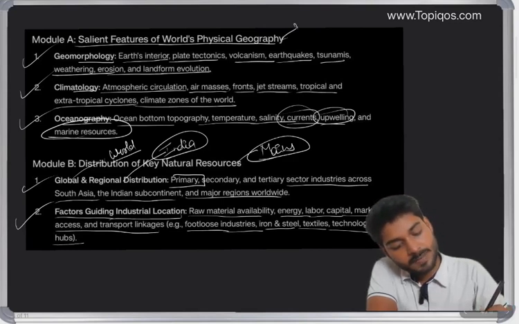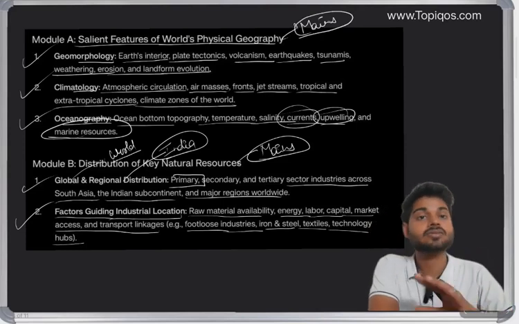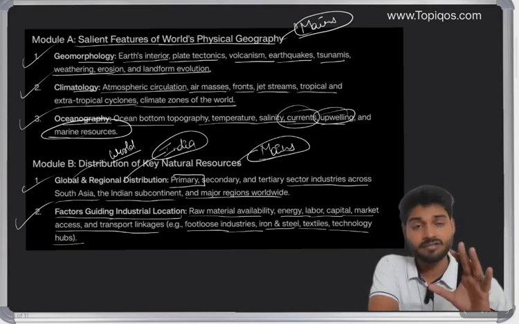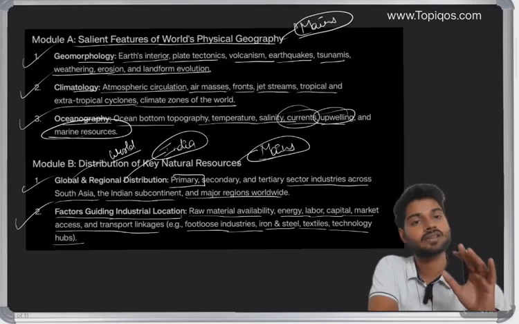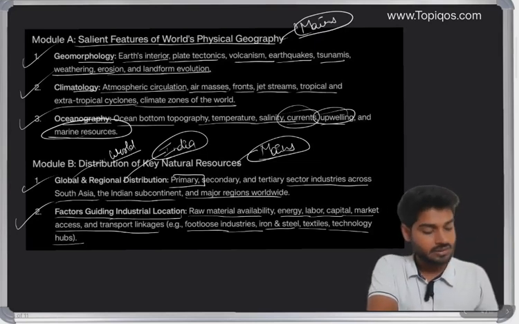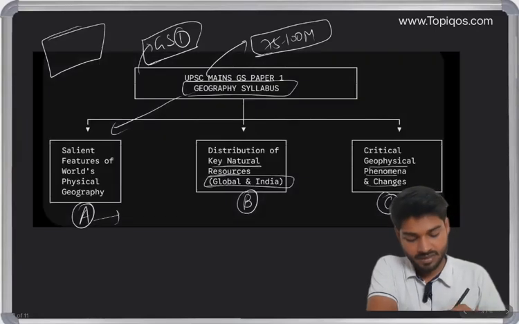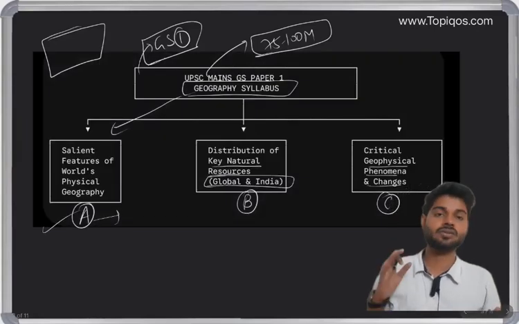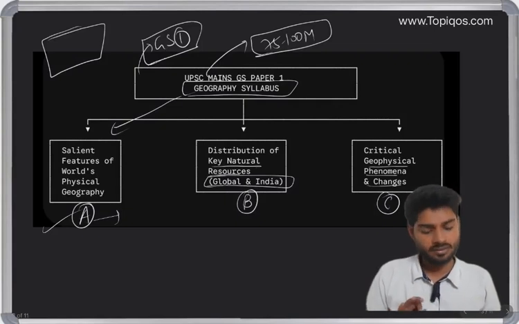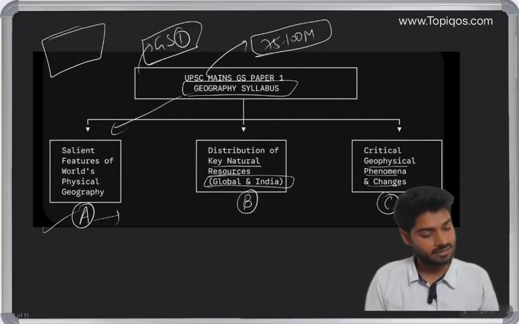However, this is also a mains part of your syllabus, but this also comes in prelims. We have seen in the last 10 to 15 years a heavy weightage of questions coming from the climatology part and the geomorphology part also. So we have discussed the prelims, where we have seen some salient features of the world, and then key distribution of resources, global as well as India.